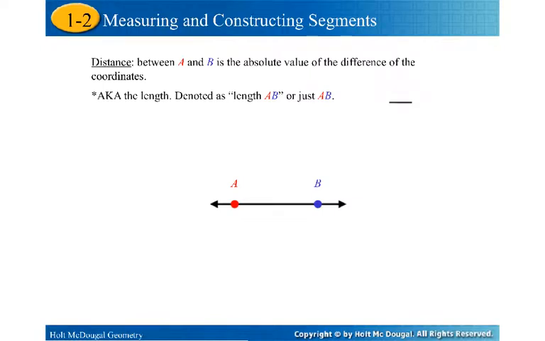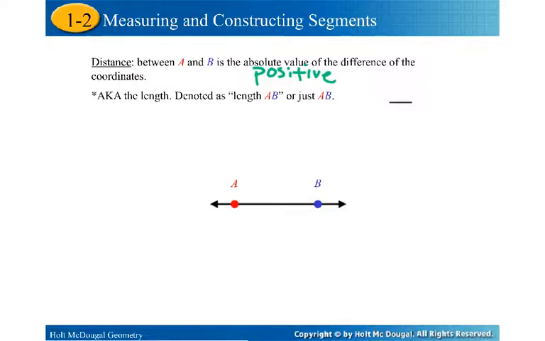The first thing that we're going to talk about is distance. Distance between A and B is the absolute value, meaning that it will never be negative. So you will never have all of a sudden a negative distance. I'm not sure where you're going, but nowhere that I know of. So, absolute value means a positive number, and it's the difference of the coordinates.